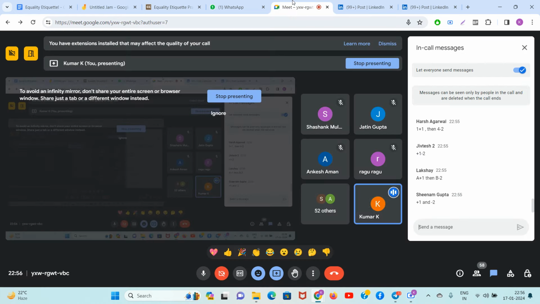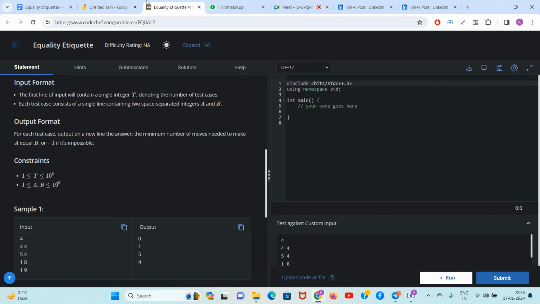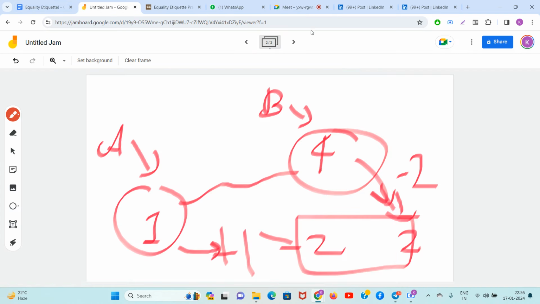Is the understanding of the problem clear to most people? Then write yes. If it is not clear, write no. In each step, you can do plus 1, then minus 2, then plus 3, then minus 4, then plus 5, then minus 6 on any of the numbers you want, A or B. The difference should be the sum of natural numbers. The difference should be 0. Both the numbers should become equal in the end.